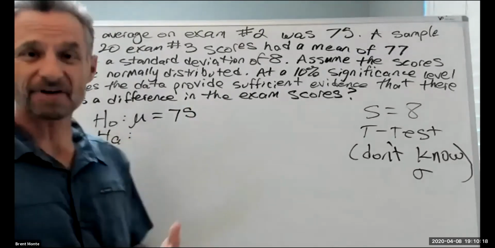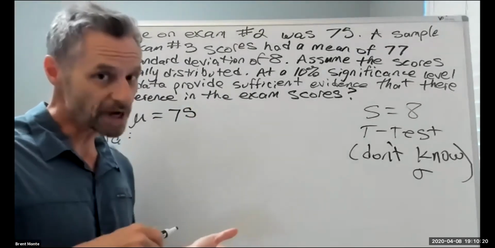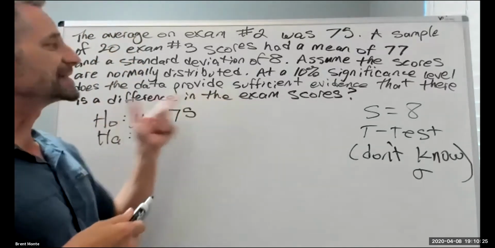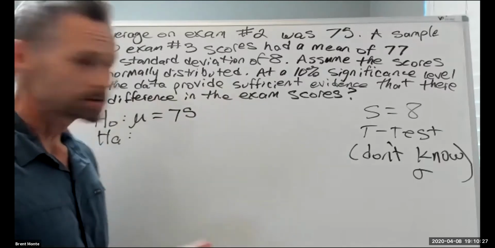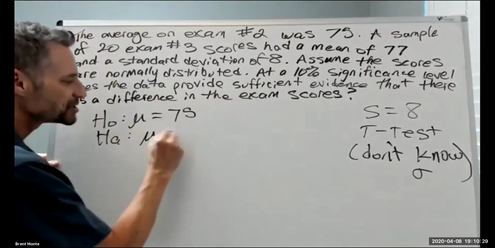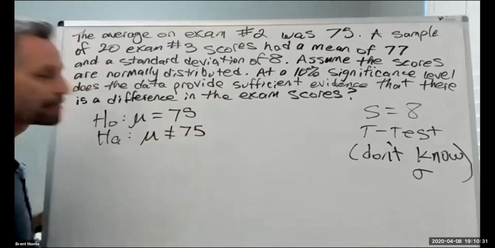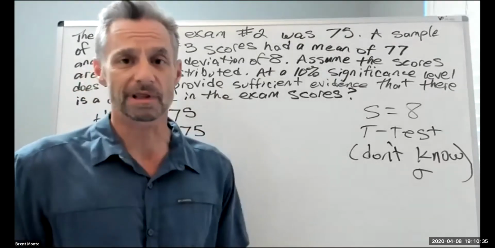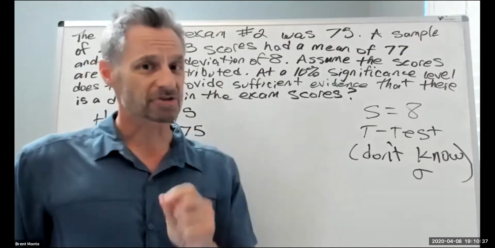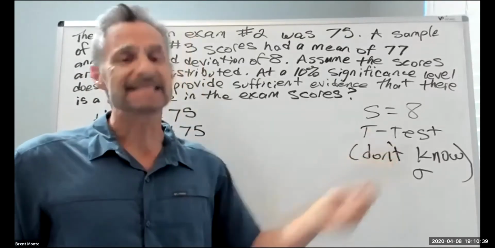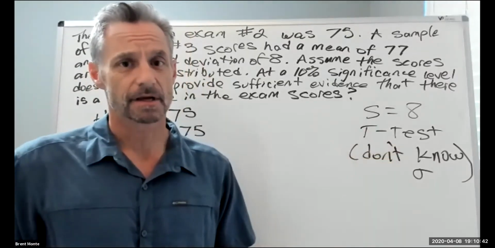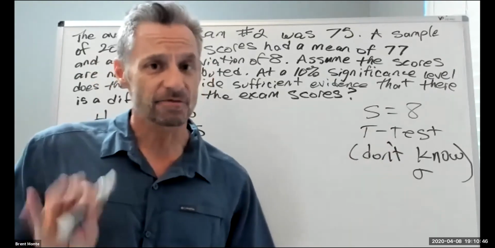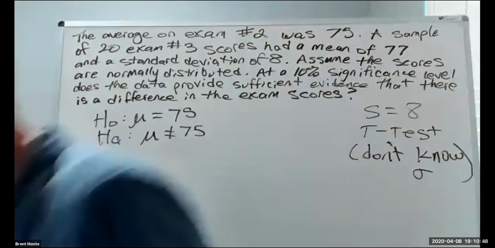The alternative hypothesis is what we're trying to show. It's answering the question. The question says, is there evidence that there's a difference in the exam scores? Well, a difference would mean the population mean is not equal to 75. Might be more, might be less. We don't know. We're testing to see if it's different, either more or less. Okay, so there's our hypotheses. We know it's a t-test. We're going to just go straight into the test. So I'm going to show you on the calculator, TI-83 or TI-84, how to do the test on the calculator.